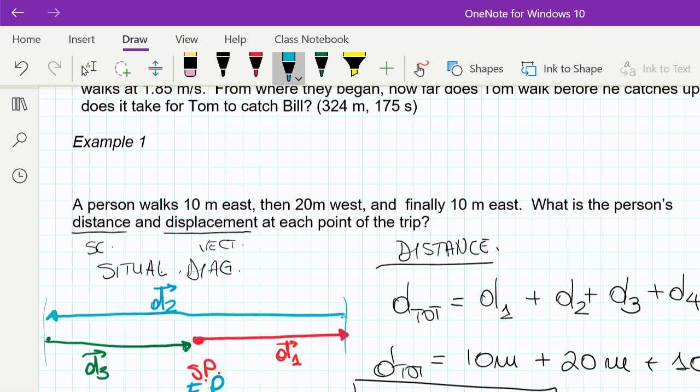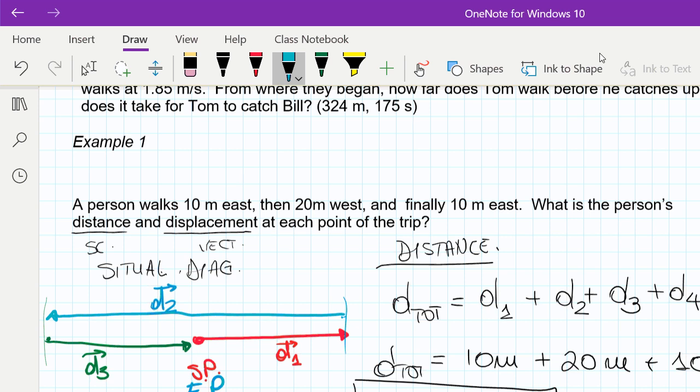But let's see now mathematically, how do we do it? So total displacement will be displacement 1 plus displacement 2 plus displacement 3, plus displacement, oh, no, just 3, not 4. Sorry, 3. Now, displacement 1 is 10 meters going east. Going east, is it positive or is it negative?